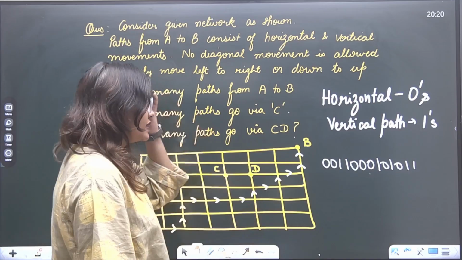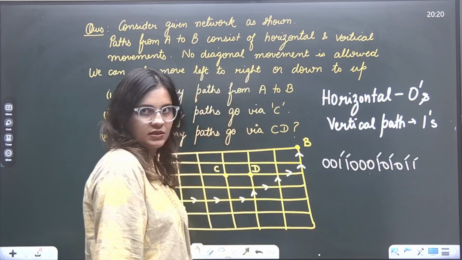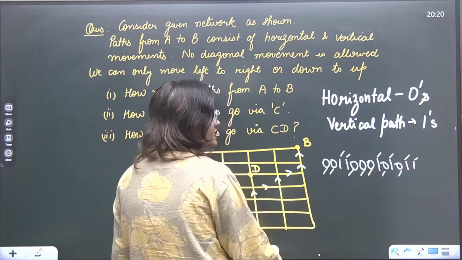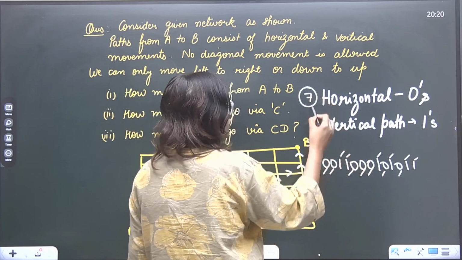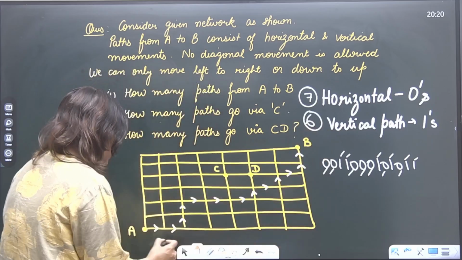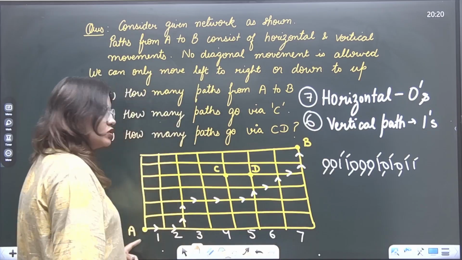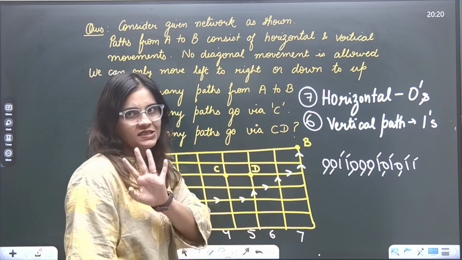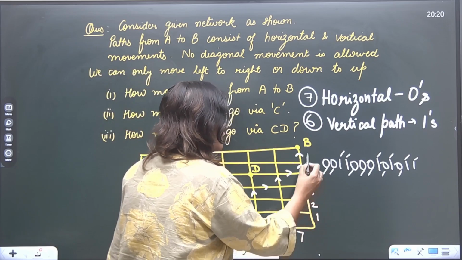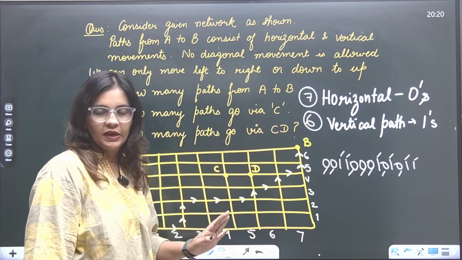Now you can clearly see how many ones there are: 1, 2, 3, 4, 5, 6, 6 ones, and how many zeros: 1, 2, 3, 4, 5, 6, 7 zeros. So there are 7 zeros and 6 vertical paths. Count it this way, 1, 2, 3, 4, 5, 6, 7. To reach from A to B, you have to pass 7 horizontal paths. 1, 2, 3, 4, 5, 6. So to reach from A to B, you have to pass 6 vertical paths, right?